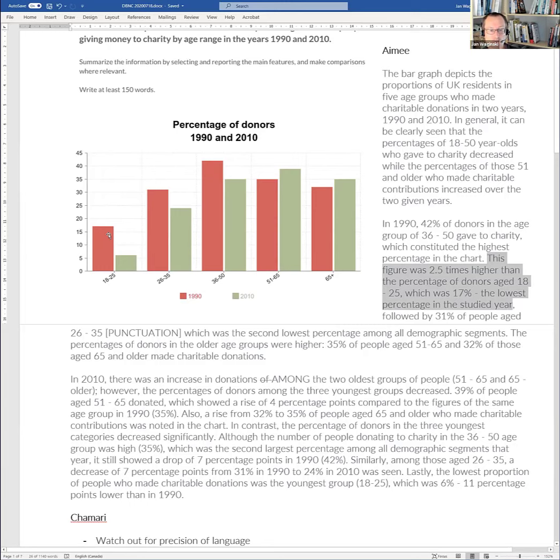What we don't want to do on writing task one is just describe from left to right what we see in the graph. It's no good just to give a description. You have to have meaningful comparisons. This is an example of one.